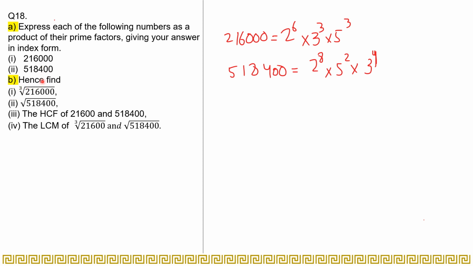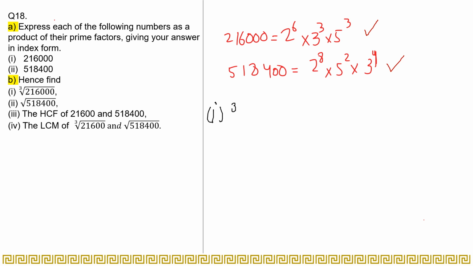Okay viewers, now that we are done with the prime factorization of 216000 and 518400, we can go to the second part, and the first part will help us in solving the second part. We have already done the prime factorization for these in the first part, so we will just use these answers to solve parts 1, 2, 3 and 4. Let's do part 1 first.